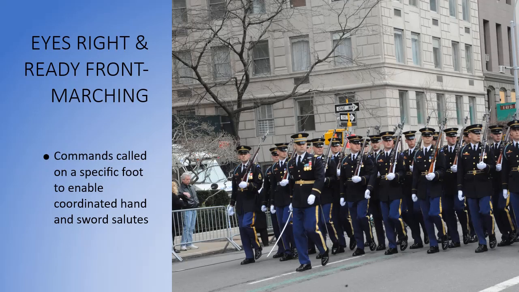When marching, the command eyes right is called as 2 consecutive right heels strike the marching surface. On the next left step, everyone turns their head and eyes to the right and the unarmed formation commander renders a hand salute. Ready front is given as 2 consecutive left heels strike the marching surface. On the next right, heads snap back to the front and the hand salute is dropped. For eyes left, commands are called on the opposite foot and the formation turns their head and eyes to the left.